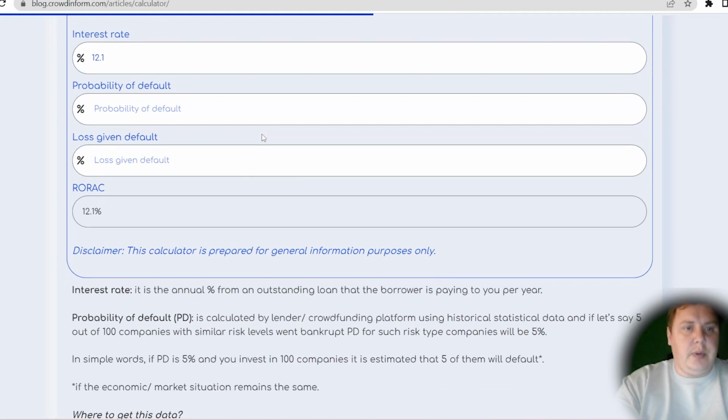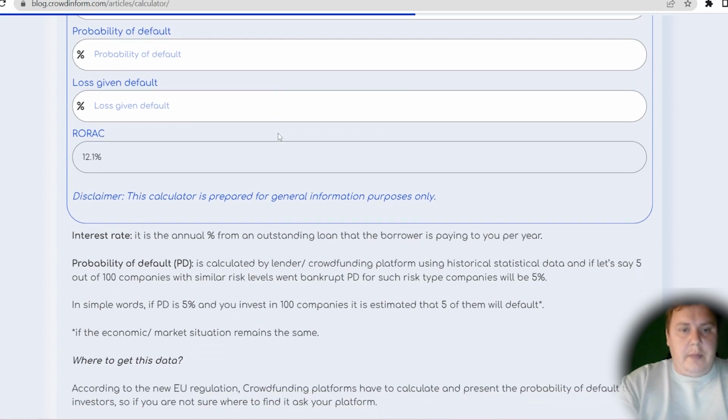The next one is probability of default. Probability of default is calculated by the lender or crowdfunding platform using historical statistical data. And if, let's say, 5 of 100 companies with a similar risk level went bankrupt, PD for such a risk type of companies will be 5.